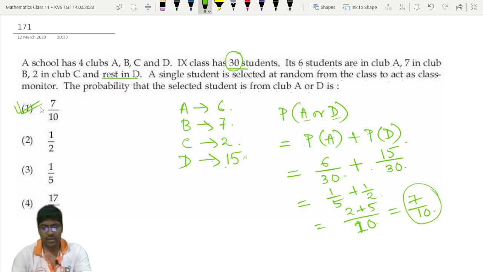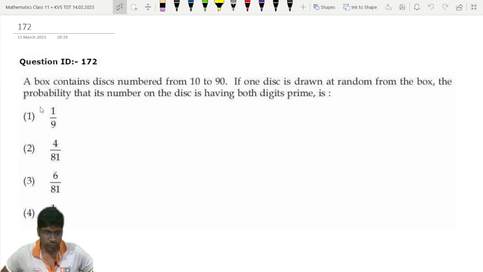So now let's move to the next question, question number 172. A box contains discs numbered from 10 to 90. If one disc is drawn at random from the box, the probability that the number on the disc has both digits prime.